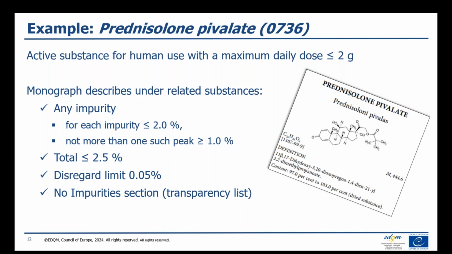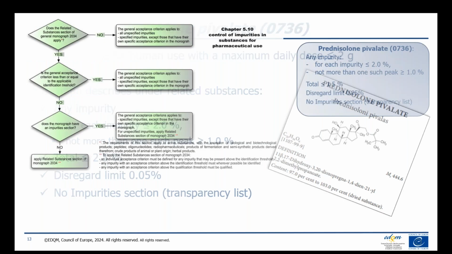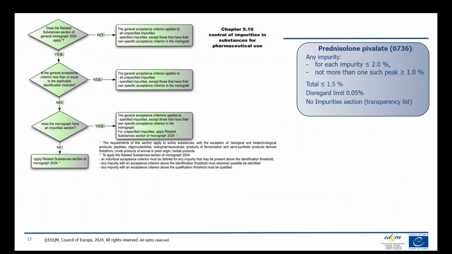And in this general text, you can see that there is a flowchart. So you have to follow this decision tree and reply to the different questions. The first question is, does the related substances section of the general monograph apply? It applies because it's a substance which is used for human use, and it's not a peptide, so the general monograph applies for this substance.